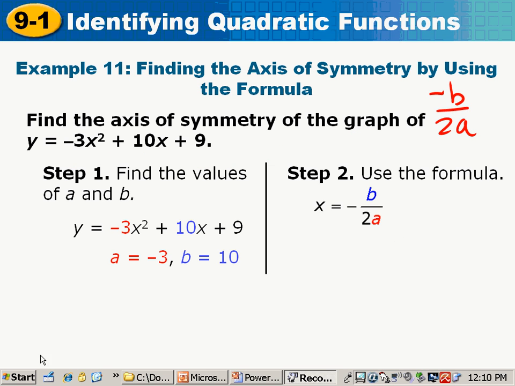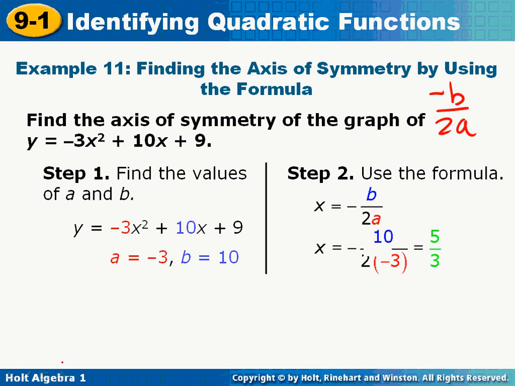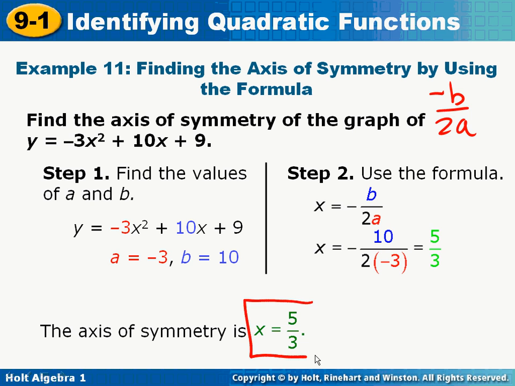Okay, so here's my formula. I have found a pretty picture for y'all. Here's my formula, and my axis of symmetry is going to be 5/3. Remember, the way you write it is x equals 5 divided by 3.